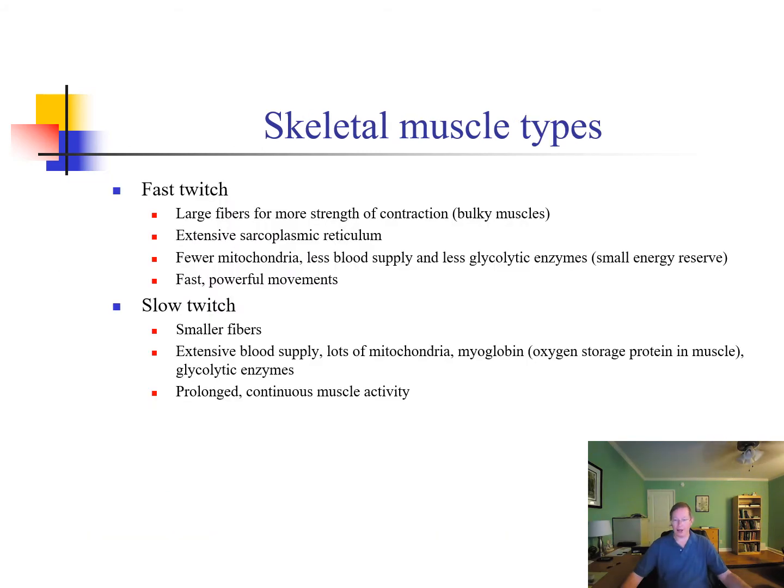Now, I mentioned that I can adjust the various amounts of certain constituents within the skeletal muscle, and we try to characterize these based on two poles. One would be a fast twitch muscle, the other a slow twitch muscle. Fast twitch muscles are your bulky muscles. Those are the ones that are used for very fast, powerful movements, such as jumping or doing some sort of fast activity like a shot put.